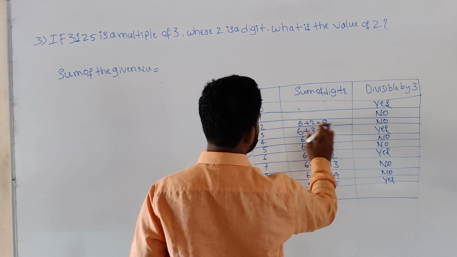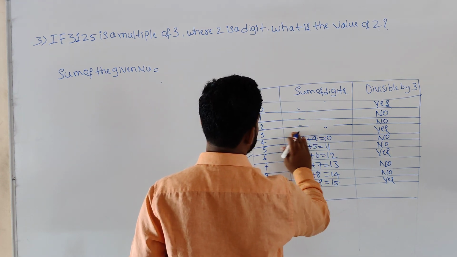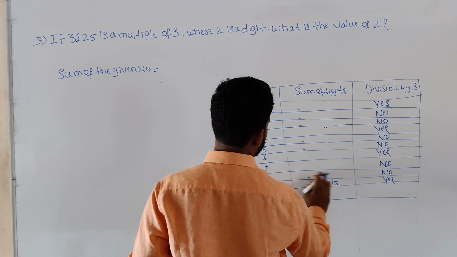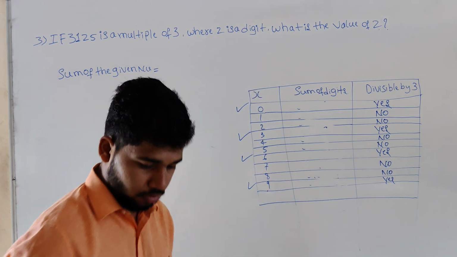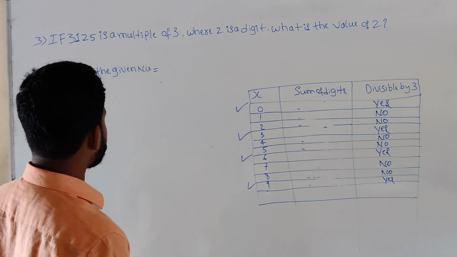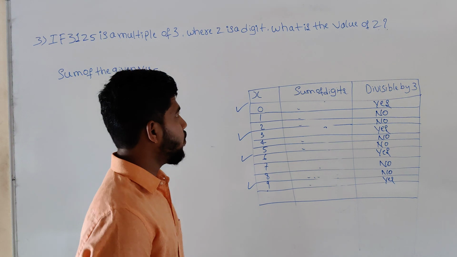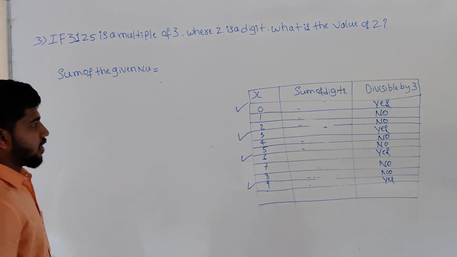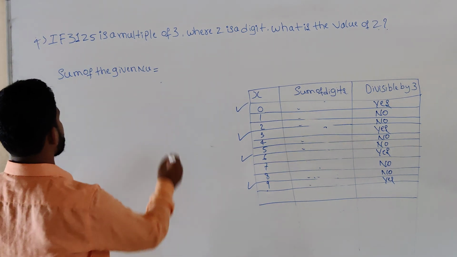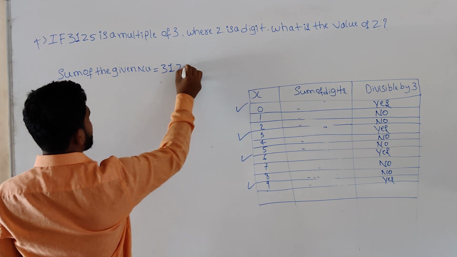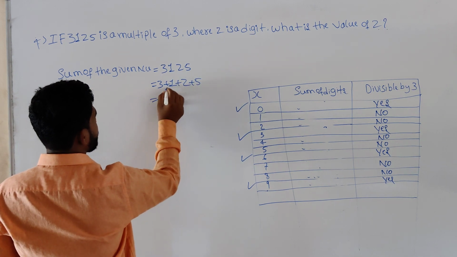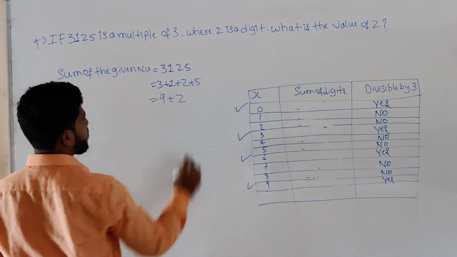Now, what is the question? If 31z5 is a multiple of 3, where z is a digit, what is the value of z? It is also the same as the third problem. Problem number 4. Now 31z5: 3 plus 1 plus z plus 5, 4 plus 5 is 9, so 9 plus z.